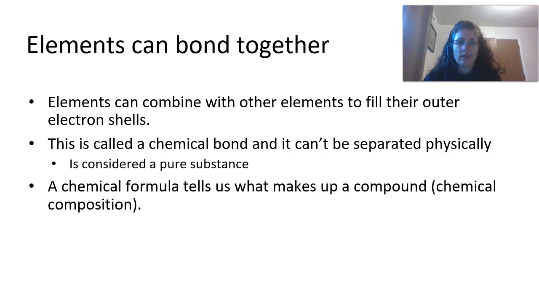Okay, so we know that these elements can bond together, these atoms can bond together. It's a pure substance because it cannot be physically separated. They combine with other elements through the outer electron shell, or the valence electrons. And a chemical formula tells us what makes up a compound. That's its chemical composition. That's our review sheet question 12.